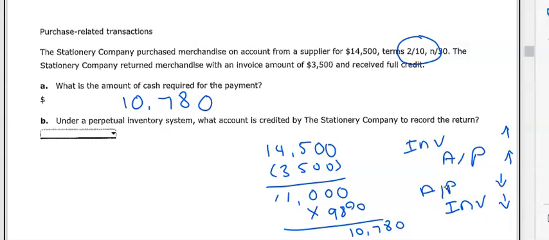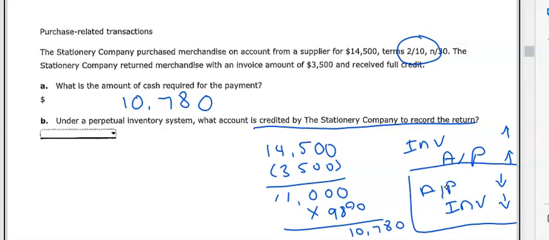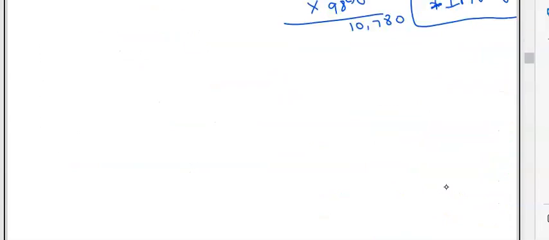So this is saying what account is credited to record the return. Well, this is our return. What account do we credit? Inventory. So we credited inventory here. All right, let's go ahead and look at the next one.